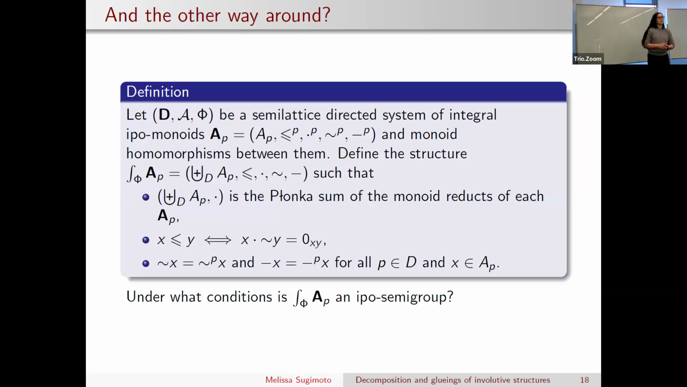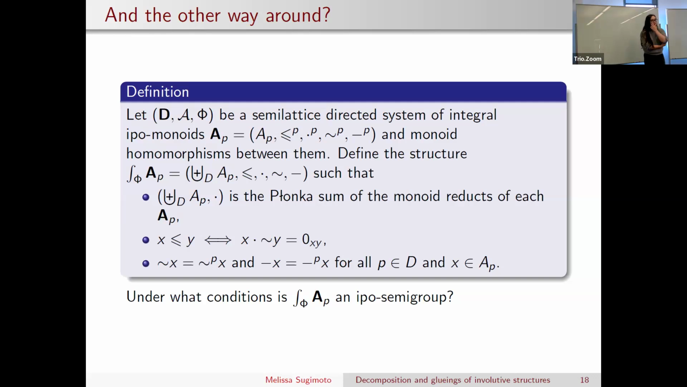So that's great. We have a decomposition result. We know how to recover the algebra we started with. But we also came up with a construction when we were doing this. If we have some semilattice directed system and some family of integral ipo-monoids and monoid morphisms between them, we can glue them together the same way we did with the previous slide and define all the operations in just the analogous way.